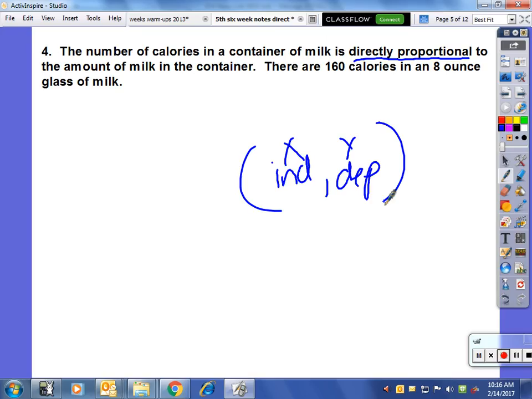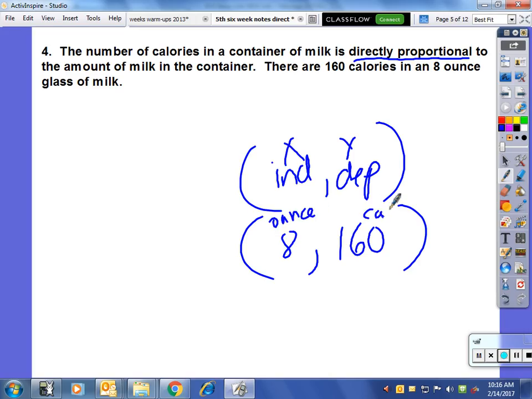Okay, so we were given just one piece of information, 1 point. There are 160 calories in an 8-ounce glass of milk. So how do you think that goes in as a point? Yeah, the calories depend on how many ounces. So you would input an 8-ounce glass of milk and you would figure out that is 160 calories. You're inputting ounces and you're getting back calories.